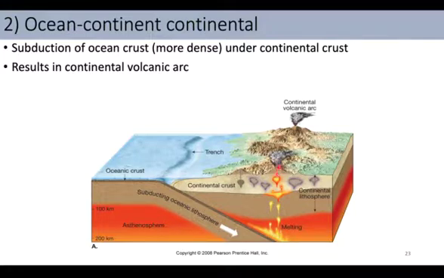So instead of calling this a volcanic island arc, we call it a continental volcanic arc because it's very similar. It is still going to be a line of volcanic mountains. However, they're not islands because they're surrounded by land. So where you see a trench offshore quite close to a line of volcanic mountains, you know that there must have been subduction going on to create the trench, which then also created that line of mountains.